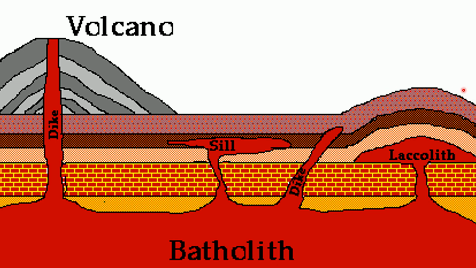And then over thousands or millions of years, all of these layers would get eroded away and the laccolith could be exposed. And then here is the giant batholith, which is pretty much the huge bubble of magma underground that supplies all of these other formations.